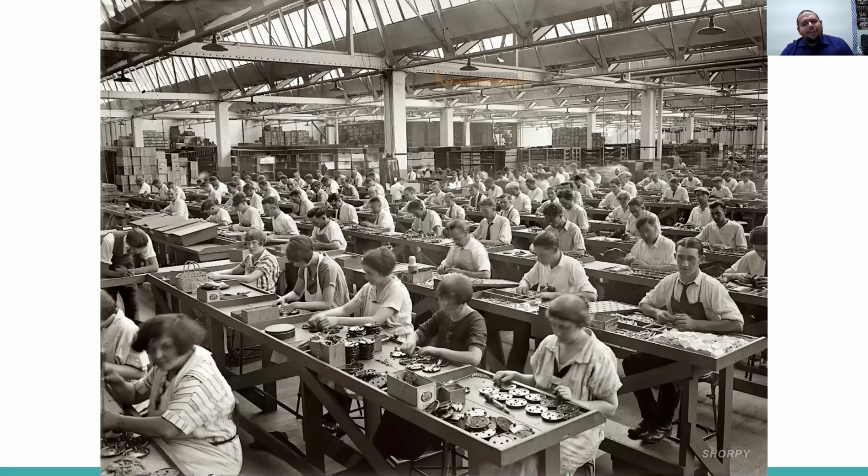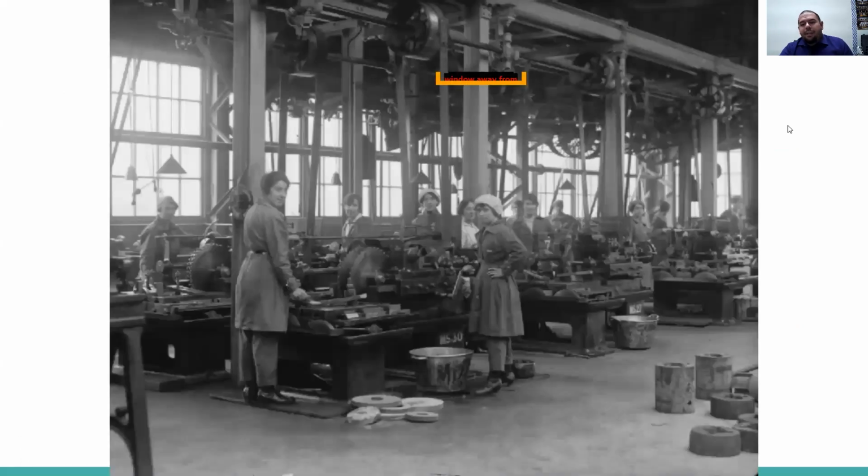So here's a textile factory again. I think this is in America because I searched up Industrial Revolution, and this is what I get. Hey, but here you got more women. Okay, these are women.